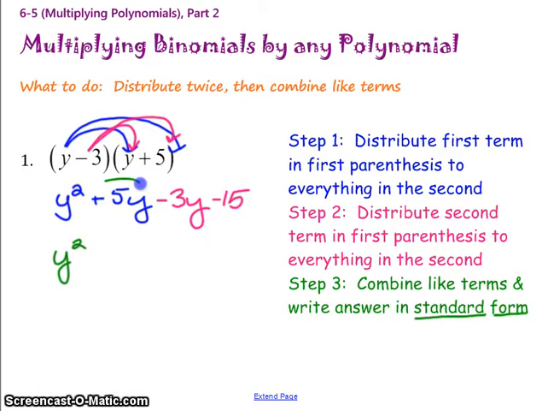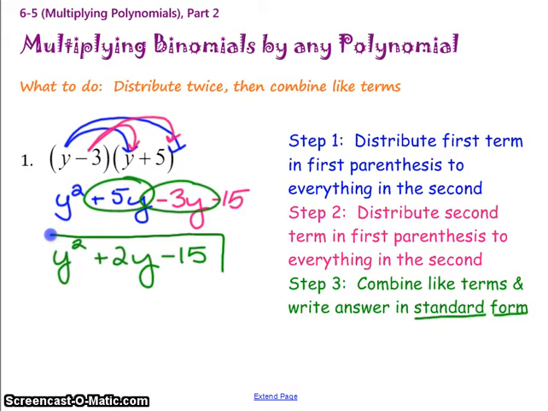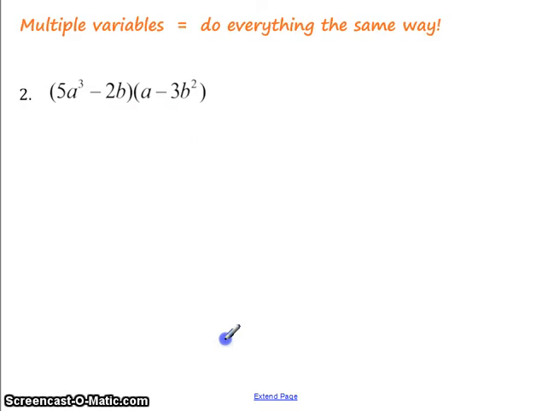But when I look at the y's, I see a 5y and a negative 3y, which gives me just positive 2y. And then there are no other constants, just the negative 15. So I write that, and here's my final answer. It's a quadratic trinomial, y squared plus 2y minus 15, and you're done. Next, we're going to look at a couple of other situations of this same type of problem.